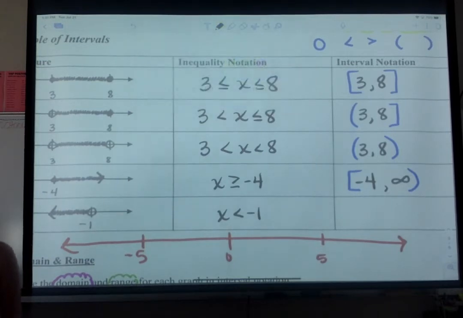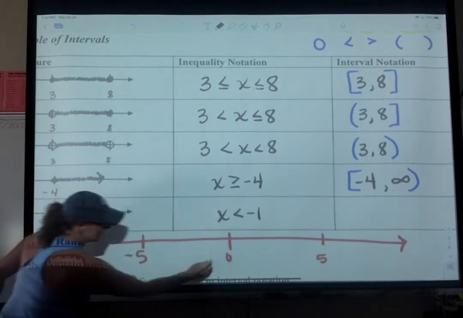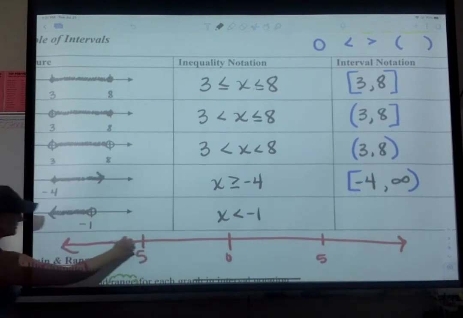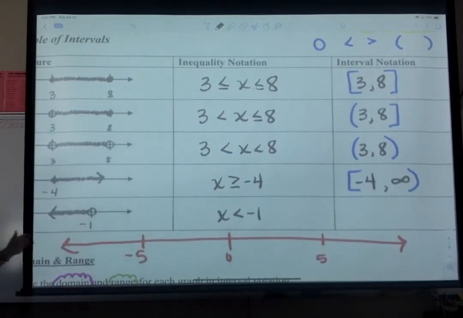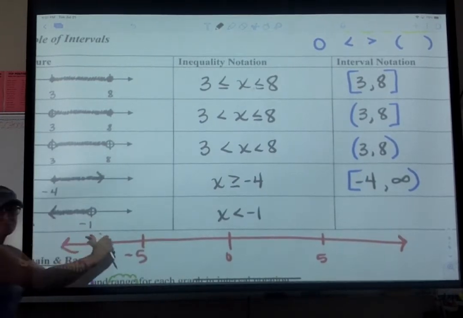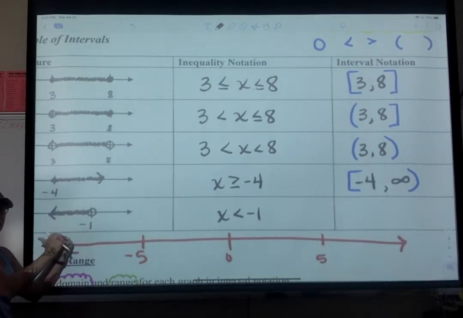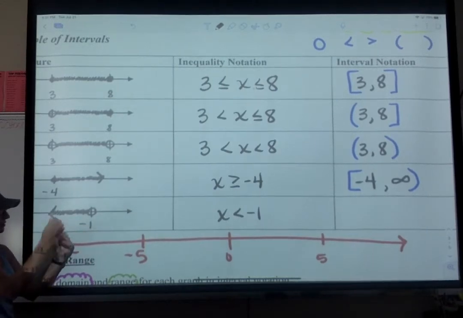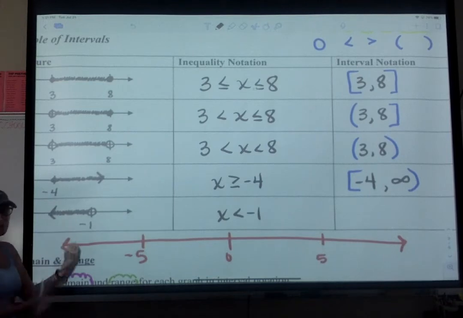So we're going to put a parenthesis around the infinity. Okay, last one. x is less than -1. Okay, so we've got to look left. Where does the shading start? Well, think about -1 is like right here-ish, and we've got all these negative numbers. Well, how far back did the shading start? As far back as you can go.